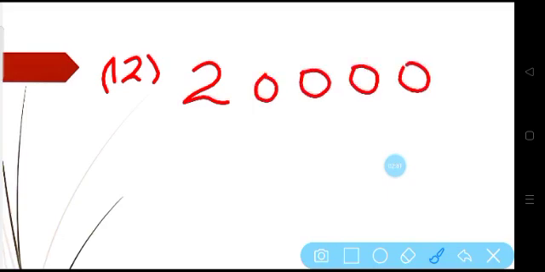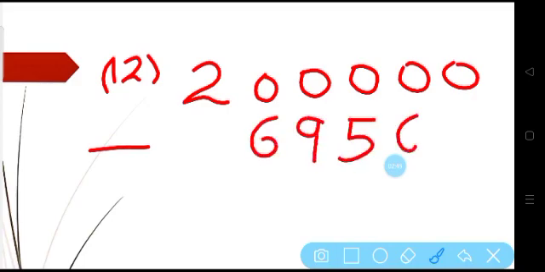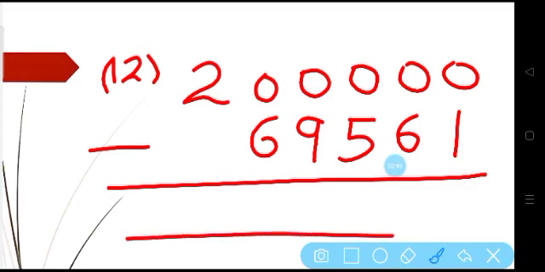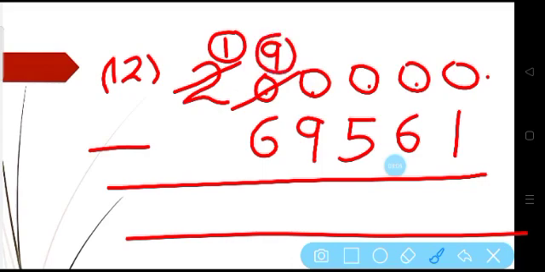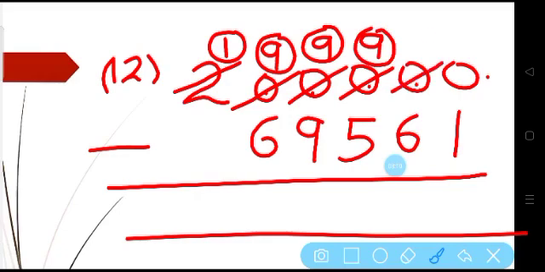They have given you now, that is first one, minuend is 2 lakh. And subtrahend they have given you 69,561. Okay. Now start subtracting. Again you can see here it is 0, here it is 0, here it is 0, here it is 0 and here it is 0. So this time we will borrow from 2. 2 will become 1. This 0 will become 9. Again this 0 will become 9. This one becomes 9. This one becomes 9. And this 0 will become 10.